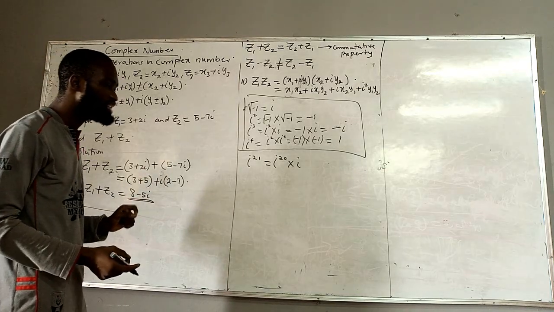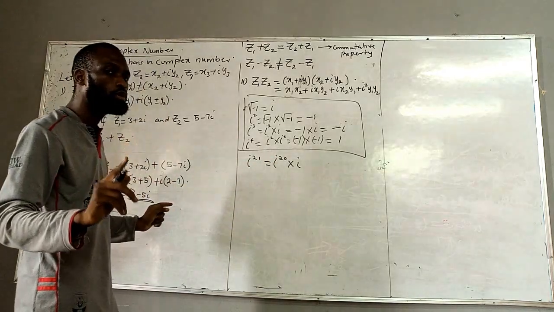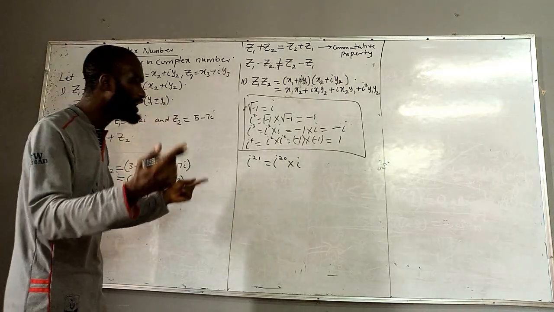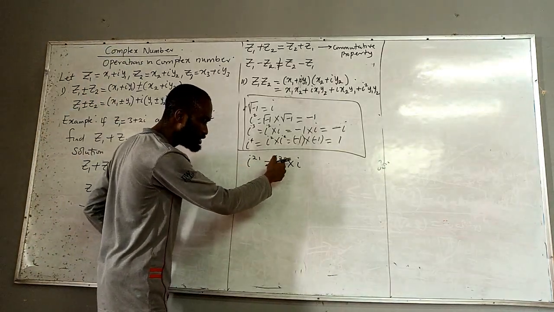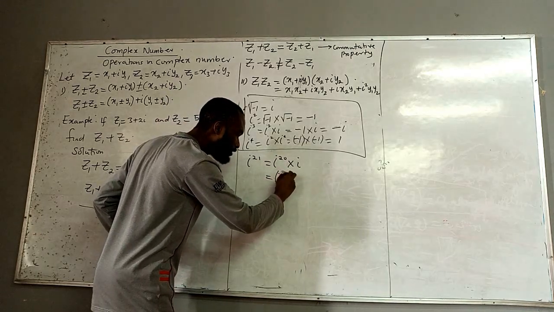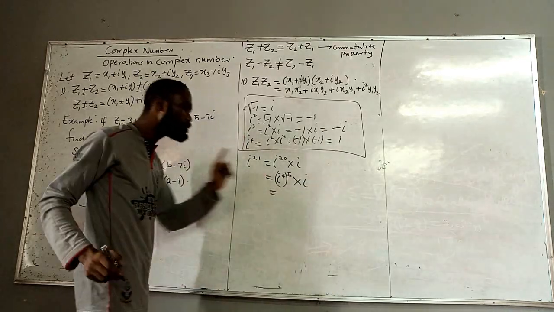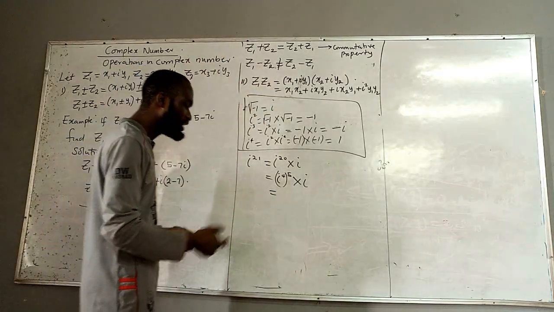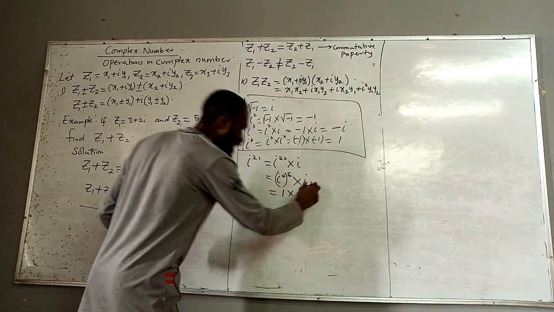Another thing you need to note is that whenever you can divide that even number by 4, then it's going to be 1. But if you cannot divide it by 4, but you can divide it by 2, then it's going to be minus 1. That is, from here I can divide 20 by 4. 4 can go in 20. Then I can write this as i raised to power 4, everything raised to power 5, times i. Since i raised to power 4 is 1, and 1 raised to any power is still 1, then I have 1 times i, meaning this is i.